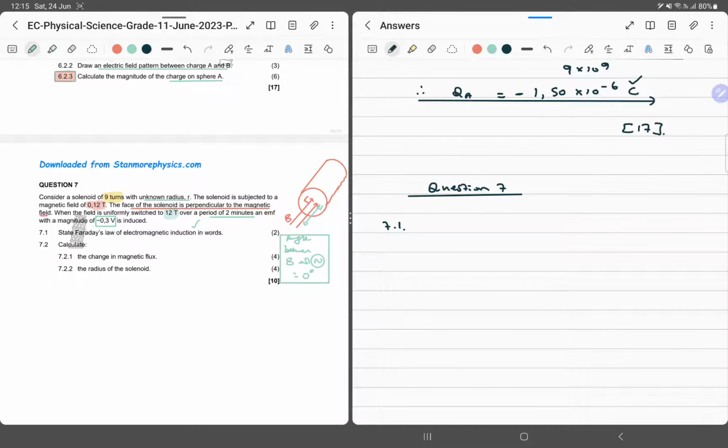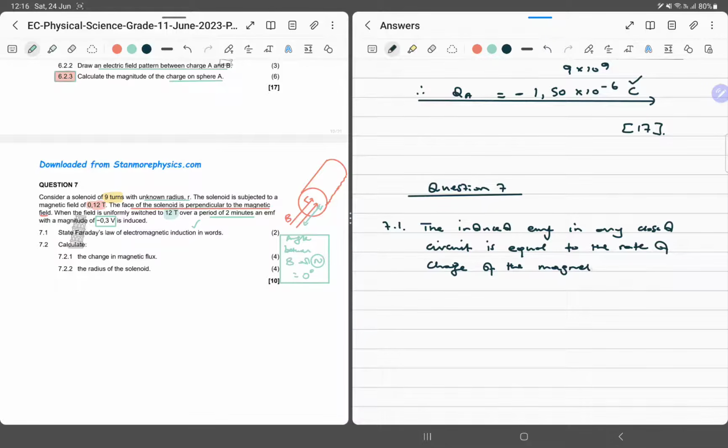So what do we know about this? The induced EMF in any closed circuit is equal to the rate of change of the magnetic flux through the circuit.